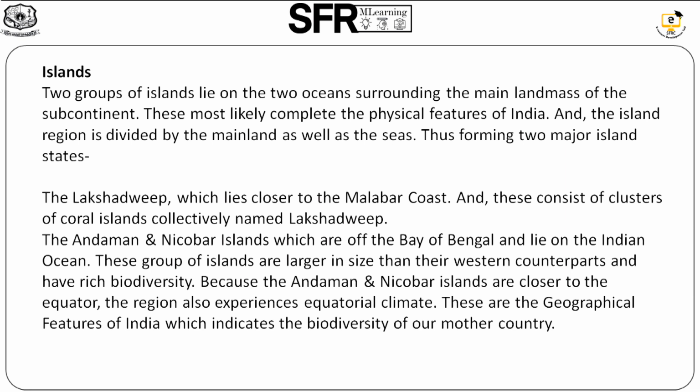The Lakshadweep, which lies closer to the Malabar coast, consists of clusters of coral islands collectively named Lakshadweep. It's a group of islands also known as coral islands. Next, the Andaman and Nicobar Islands, which are off the Bay of Bengal and lie on the Indian Ocean.